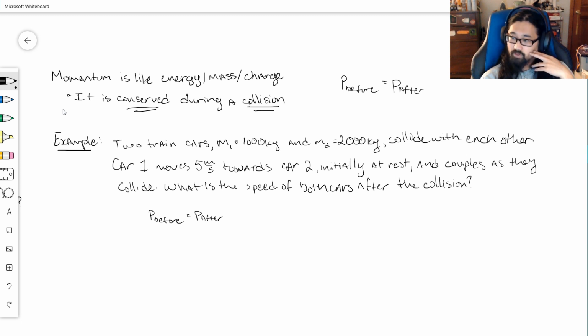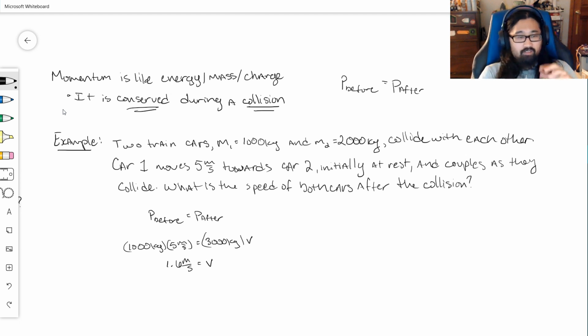Beforehand, only the first car has momentum. So 1,000 kilograms times 5 meters per second. Afterwards, they have a combined momentum because they couple together. So 3,000 kilograms times their velocity. All right, so now if I want to solve for velocity, I have to divide both sides by 3,000, so 1/3 of 5 is 5/3, which is 1.67 meters per second.